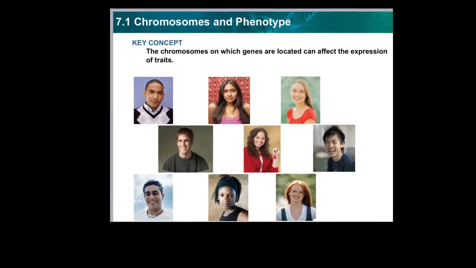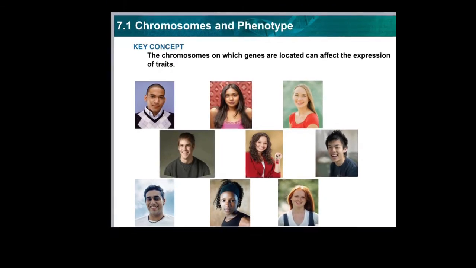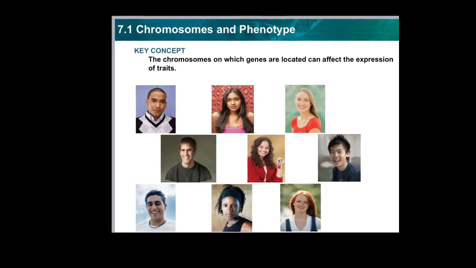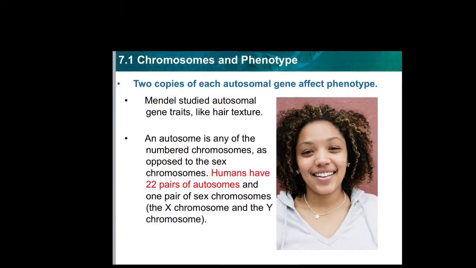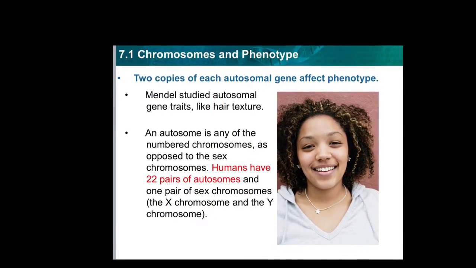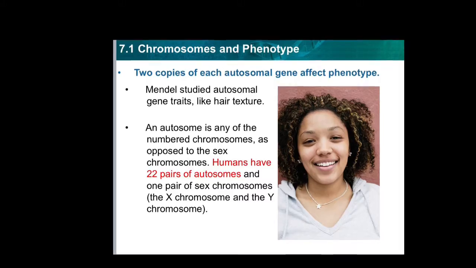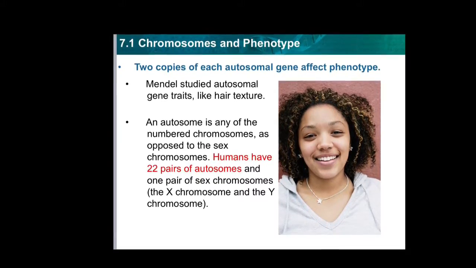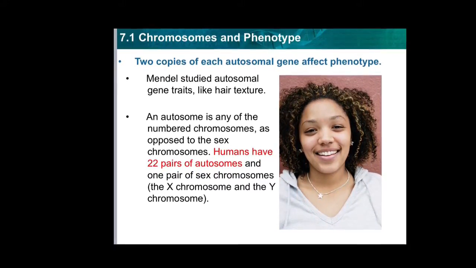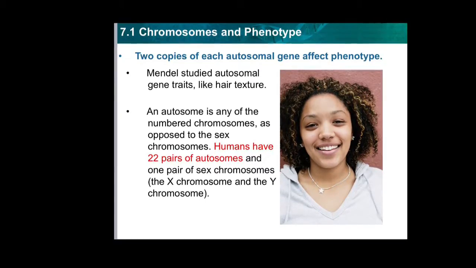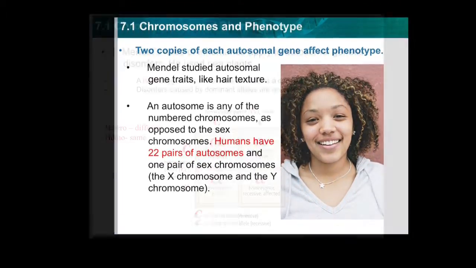The expression of traits, like how people look, are affected by genes and chromosomes. We have 2 copies of each gene that affect phenotype, and as humans we have 22 pairs of autosomes, which affect traits like hair texture, and 1 pair of sex chromosomes, X and Y.